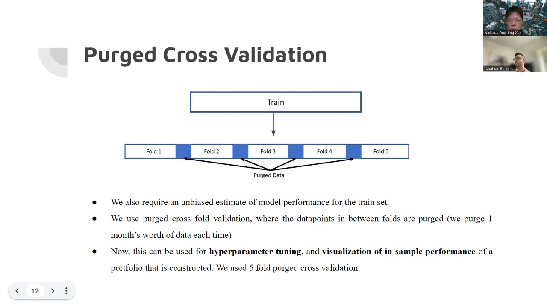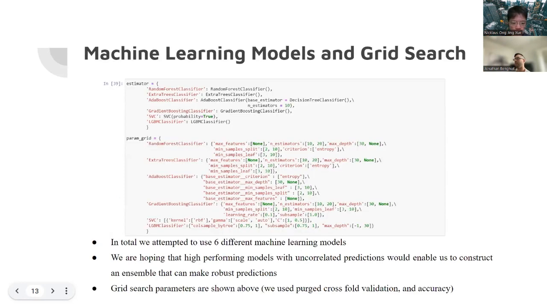So now this can be used for parameter tuning, and you can visualize in-sample performance for a portfolio that you construct. So we use 5-fold purge cross-fold validation, and the cross validation is done on our in-sample, which is 2010 to 2019. Our out-sample is 2020 onwards. So we've used 6 different machine learning models, or we attempted to, because the support vector machine took too long to converge. We're hoping that high-performing models will enable us to construct an ensemble that makes robust predictions, and we use grid search based on the parameters above.